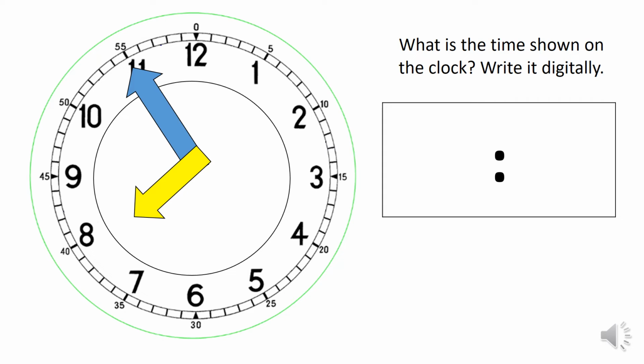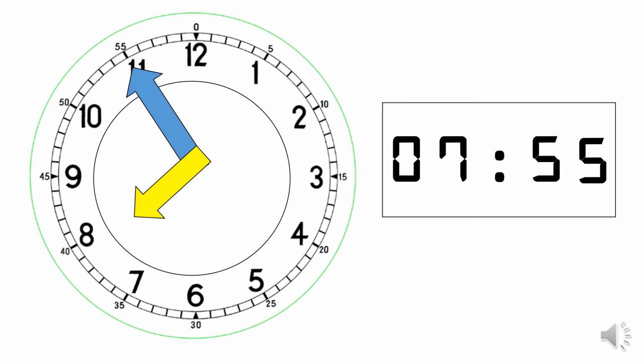Looking at this one, what is the time shown on the clock? Write it digitally and take a pause in the video. The hour hand here is between the 7 and the 8. We haven't quite got to the 8 o'clock yet, therefore we're still in the 7s. The blue hand, the minute hand, is facing at the number 11, which is 55 minutes past the hour. Therefore it's 7:55.